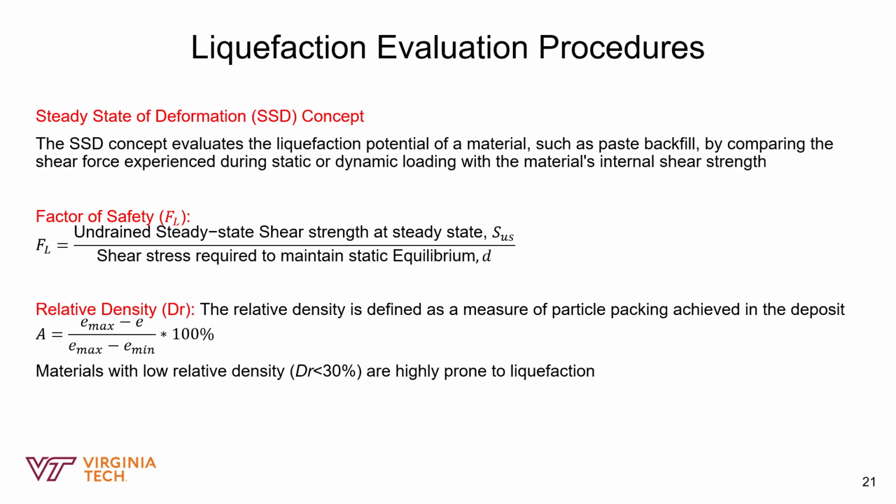And then the relative density. So the material's physical resistance is linked to the relative density, which is the measure of the particle packing density within the deposit. And the relative density is calculated by using this equation right here. So E is the in situ void ratio, while E max and E min are the maximum and minimum possible void ratios, respectively. So generally, materials with low relative density, below 30%, are considered highly prone to liquefaction.